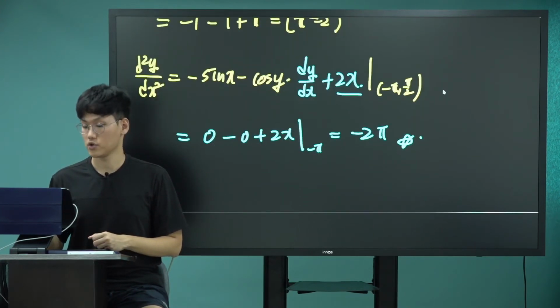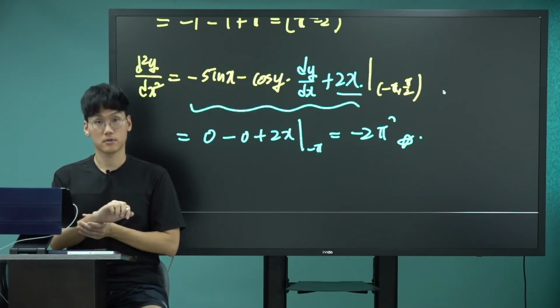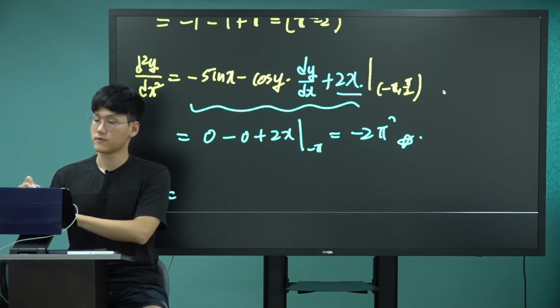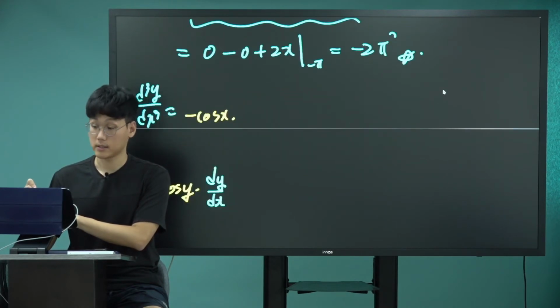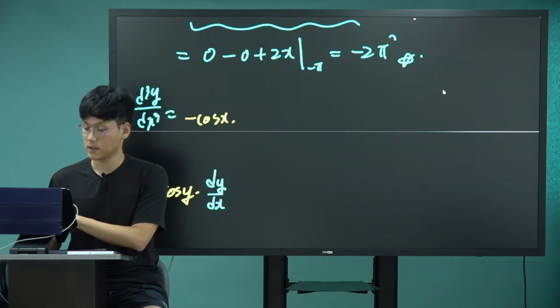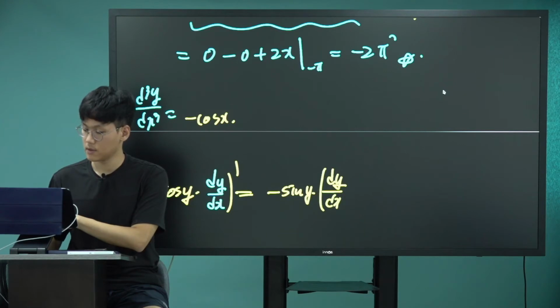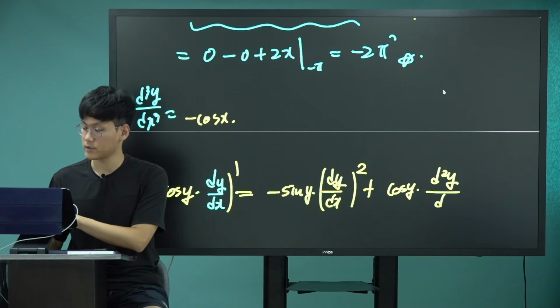d cubed y over dx cubed. That means you're going to differentiate the second derivative with respect to x. So if you differentiate the sine x becomes cosine, so negative cosine x. And as you can see, I got to do the product rule on the cosine y times dy over dx. If I did, it's going to be by the product rule and implicit, negative sine y times dy over dx squared plus cosine y times d squared y over dx squared.